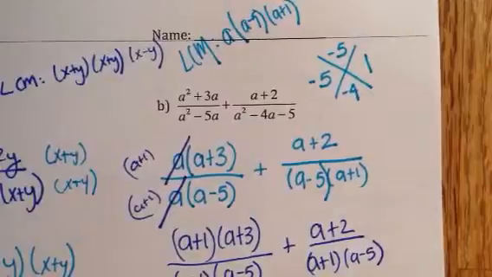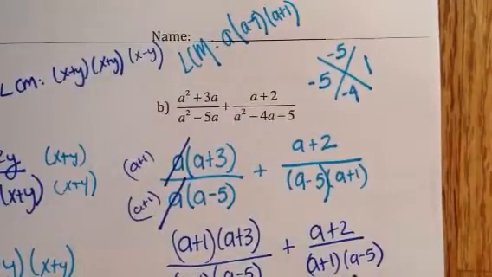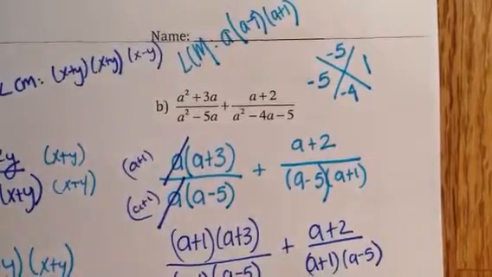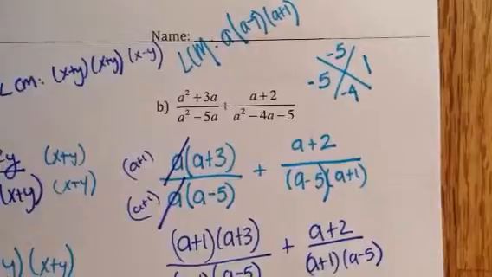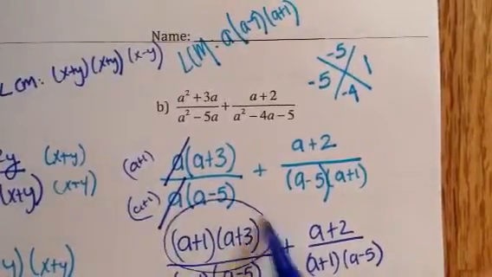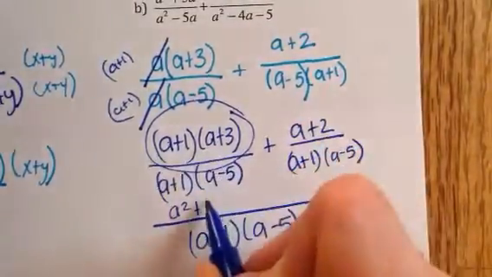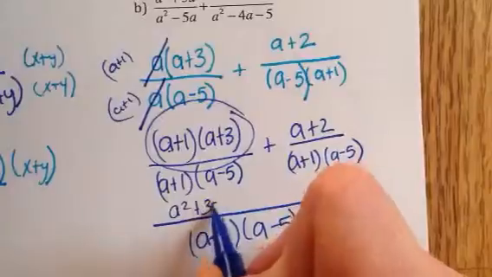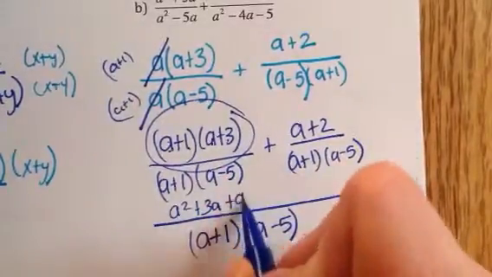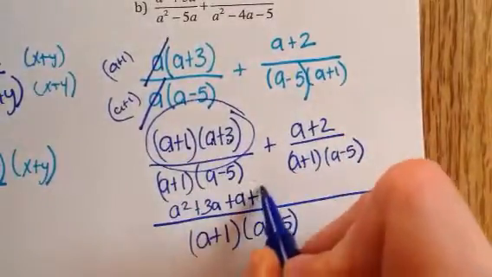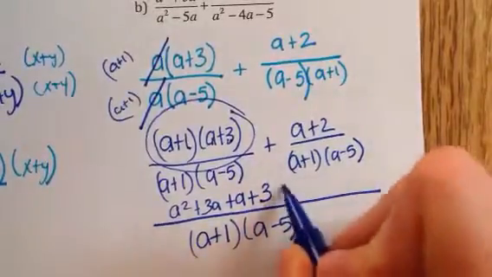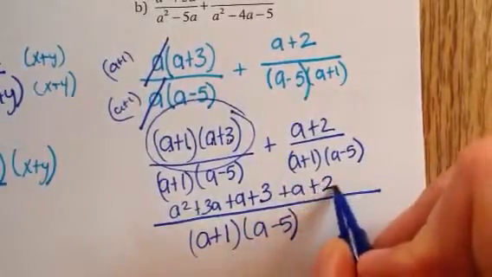I have the same numerator over the same denominator, so I can write one numerator over one denominator. This is saying multiply. So I'm going to have A squared plus 3A plus A plus 3 plus A plus 2.